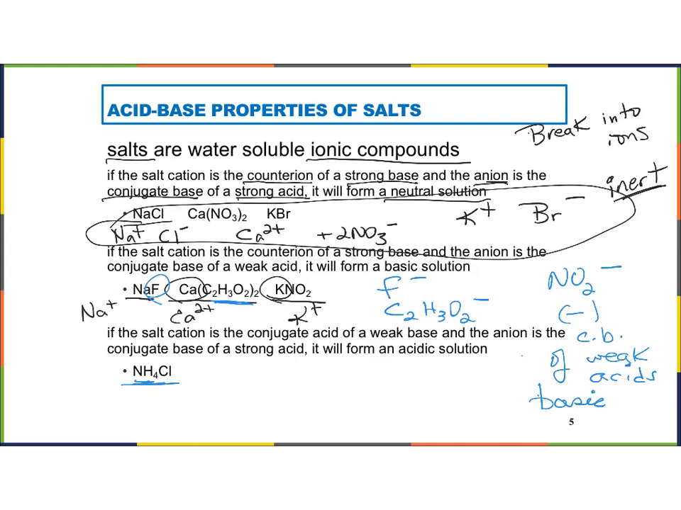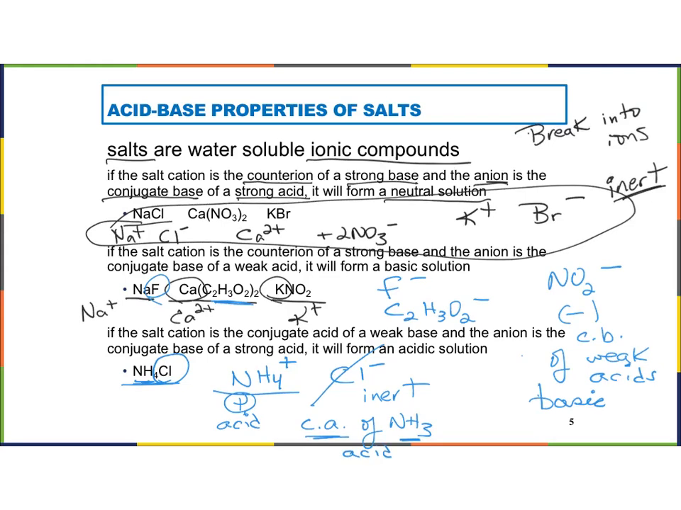Now, ammonium chloride. If we're going to look at this, we're going to go, okay, we have ammonium, and we have something we recognize. We recognize chloride. We know that chloride is the conjugate base of HCl, and if we take that off, we're going to leave NH4 plus behind. This is inert. This is positive, and we know if we've got something that's positive, it's much more likely to be an acid. And if we look at this, this is the conjugate acid of NH3. And this is going to be an acidic solution, and we're going to have to figure out how to calculate its pH.